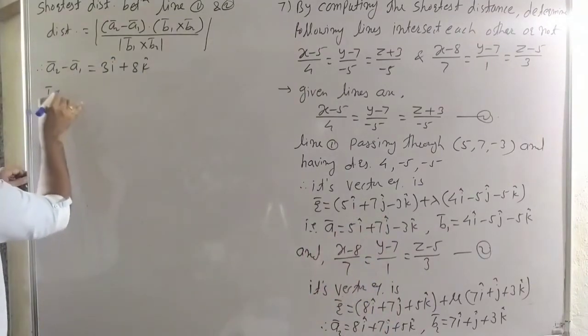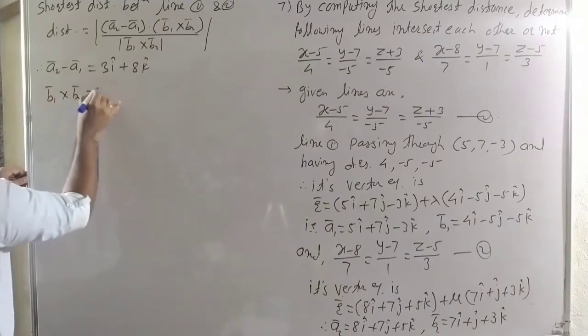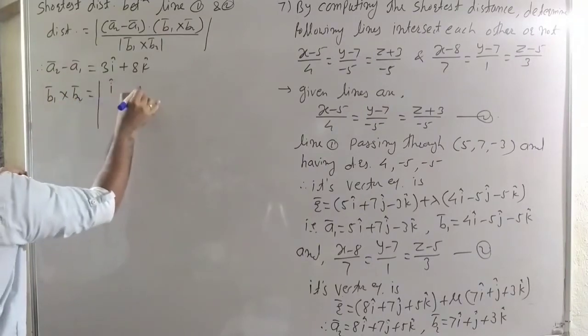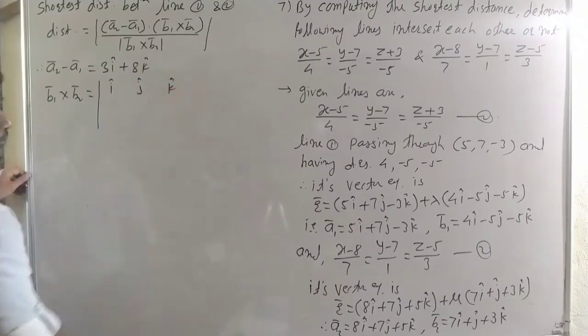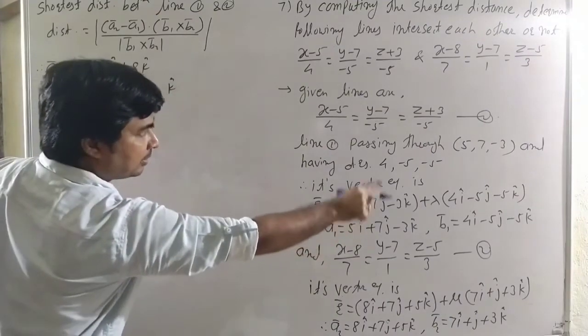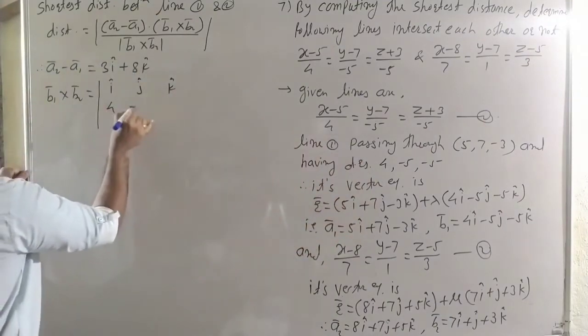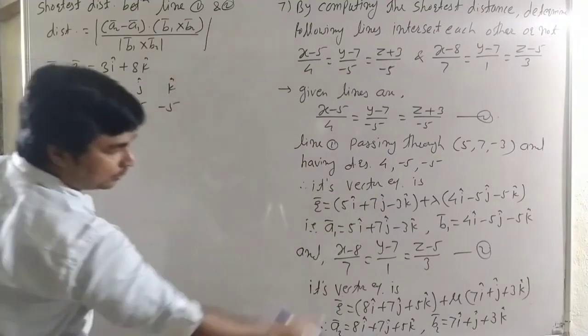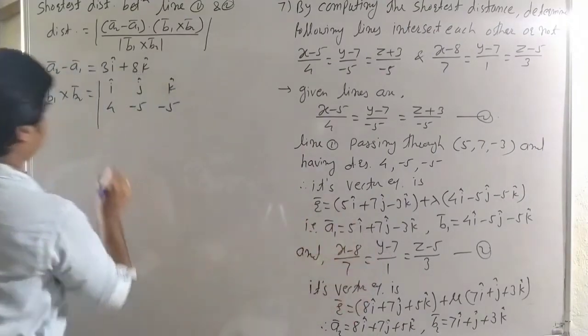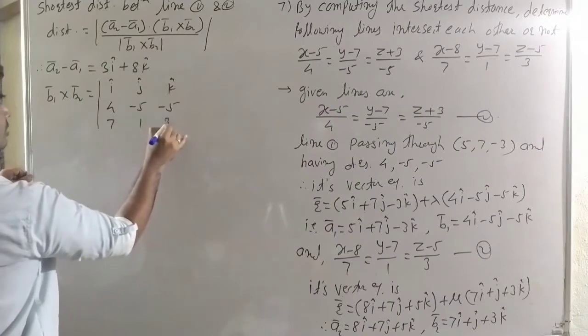b1 cross b2, it is i cap, j cap, and k cap. b1 is 4, minus 5, minus 5. b2 is 7, 1, 3.